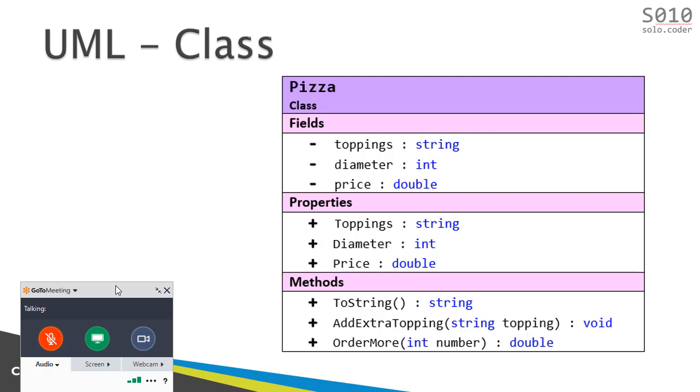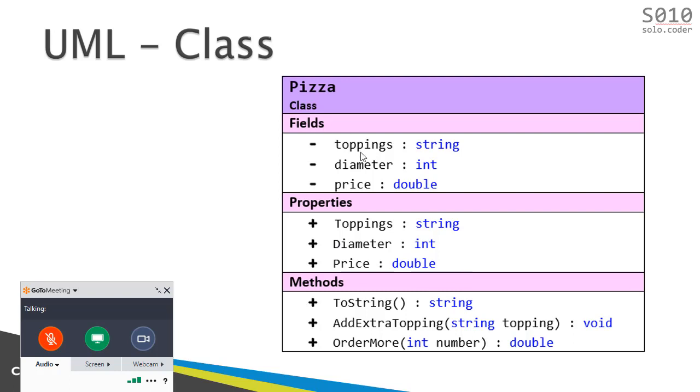Okay, so this is an example of now our pizza class. We have a section that we're going to cover the fields, a section that we're going to cover properties, and another section that we're going to cover methods. Okay? So, what do you think the minus sign means? It's private. Private, okay? So minus means private. Plus means public.